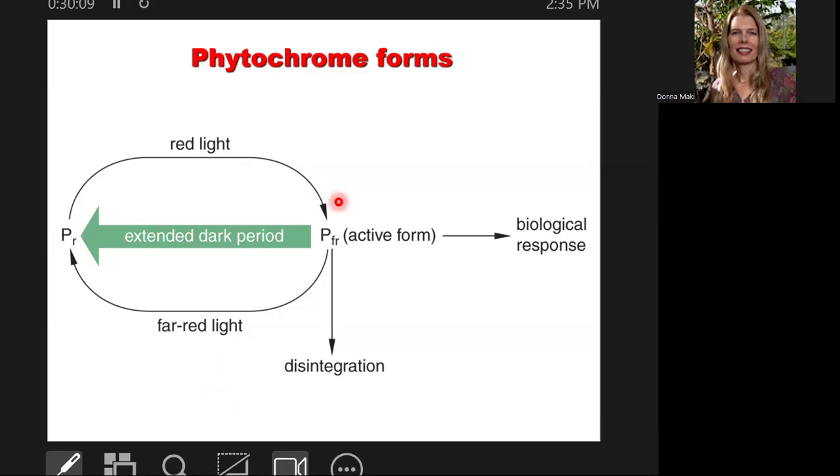And red light usually means sunlight. Great for photosynthesis and growth and flowering often. So when the plants decide to flower, they're actually paying attention to the ratio, how much P sub R, how much P sub FR. So plants are actually assessing how long am I in the light? How long am I in the dark? And so they can actually tell.